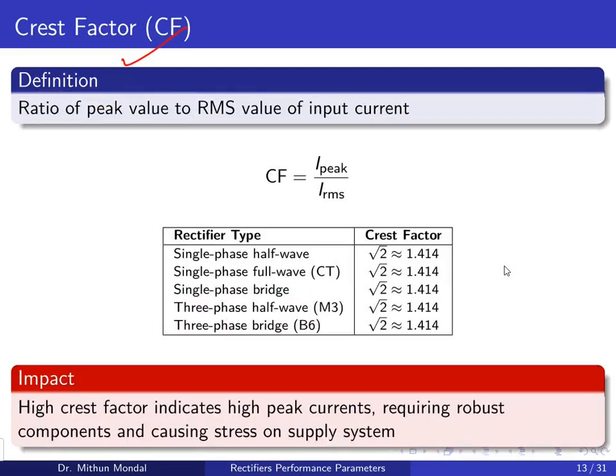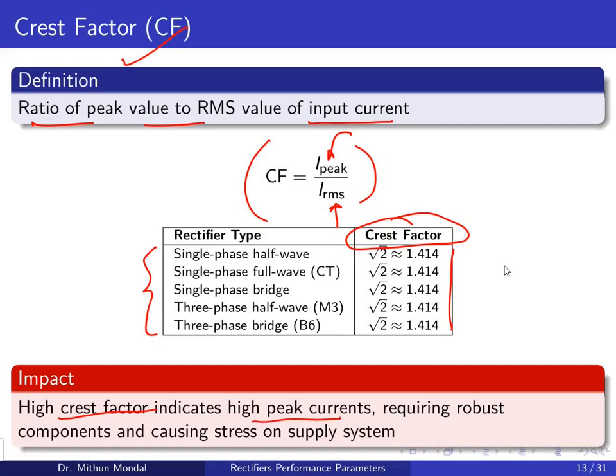The Crest factor is the ratio of the peak value to the RMS value of the input current. So we are determining the Crest factor as the ratio of the peak value of the current to the RMS value of the current. And in the different configurations, if we determine the Crest factor, it all comes to be practically equal to 1.414, which is √2. So a high Crest factor indicates high peak current, requiring robust components and causing stress on the supply system. So high Crest factor is not good because it indicates high peak current.